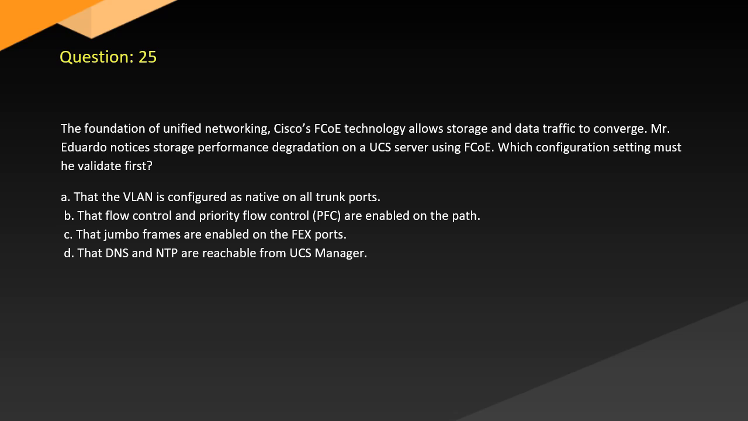A. That the VLAN is configured as native on all trunk ports. B. That flow control and priority flow control PFC are enabled on the path. C. That jumbo frames are enabled on the FEX ports. D. That ENS and NEP are reachable from UCS Manager.